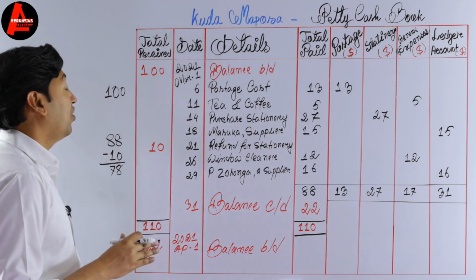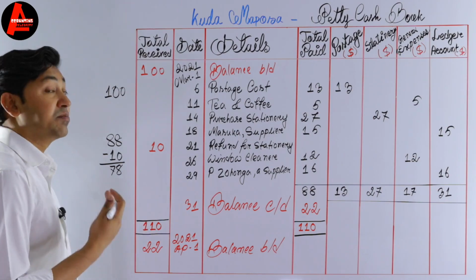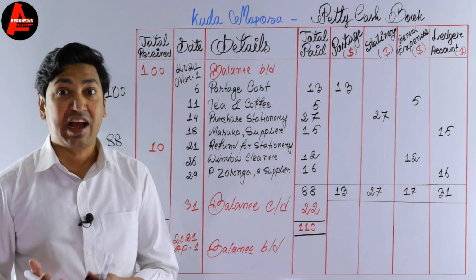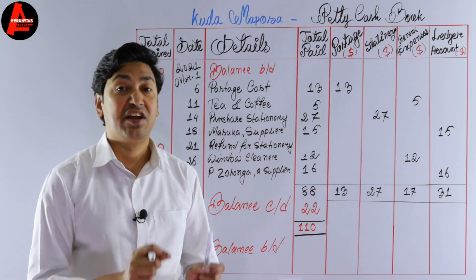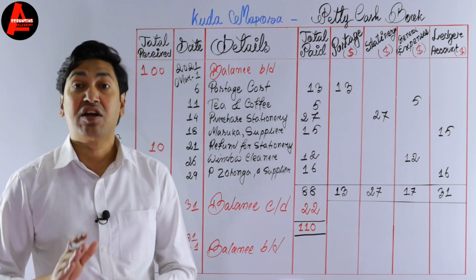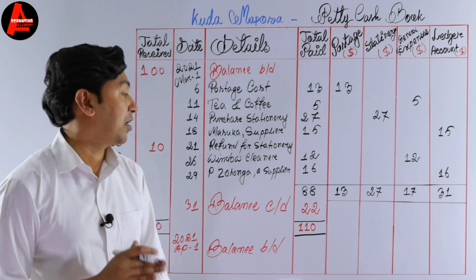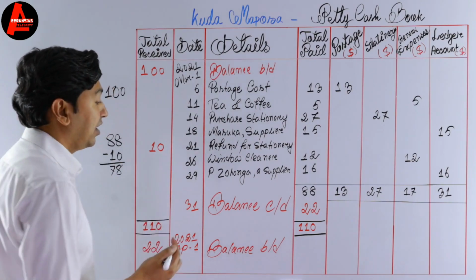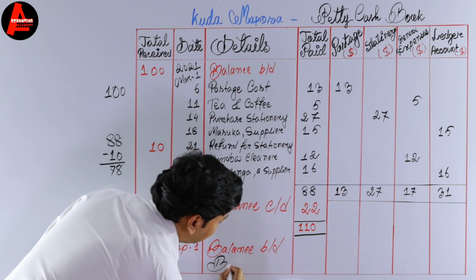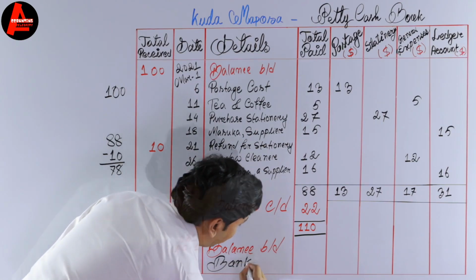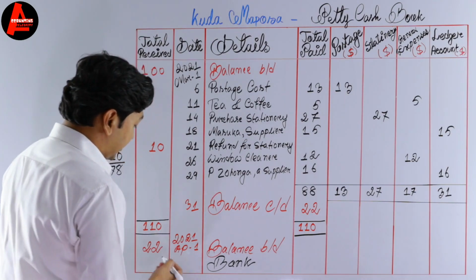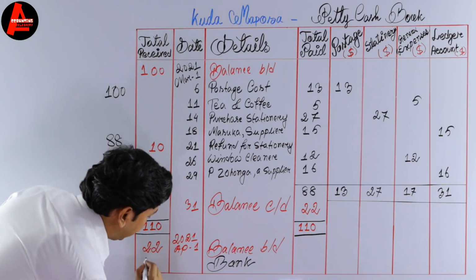Okay, so how does the petty cashier receive the money from the main cashier? By check or in cash? It is not clarified on the question. Okay, so you can write bank or cash, whatever you prefer. I recommend you write here bank. Okay, so let us write here bank and same date on 1st April. Okay, so the amount will be here is $78.